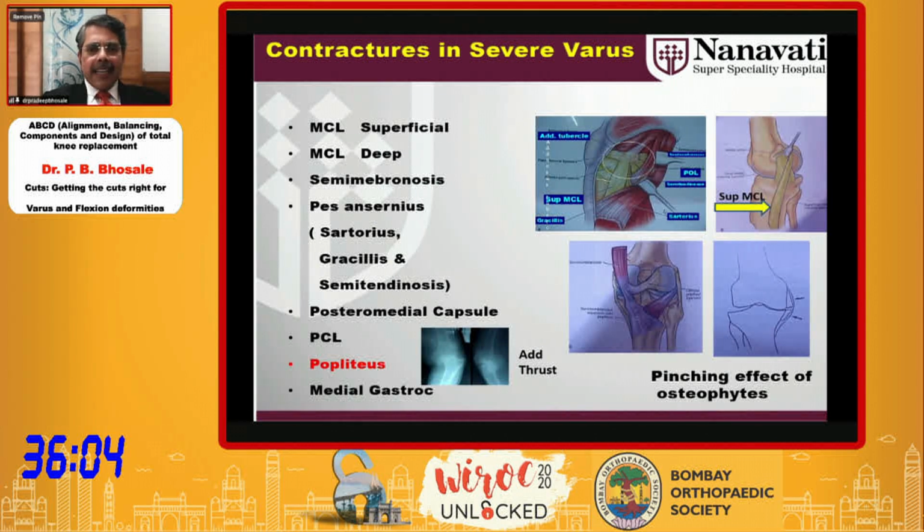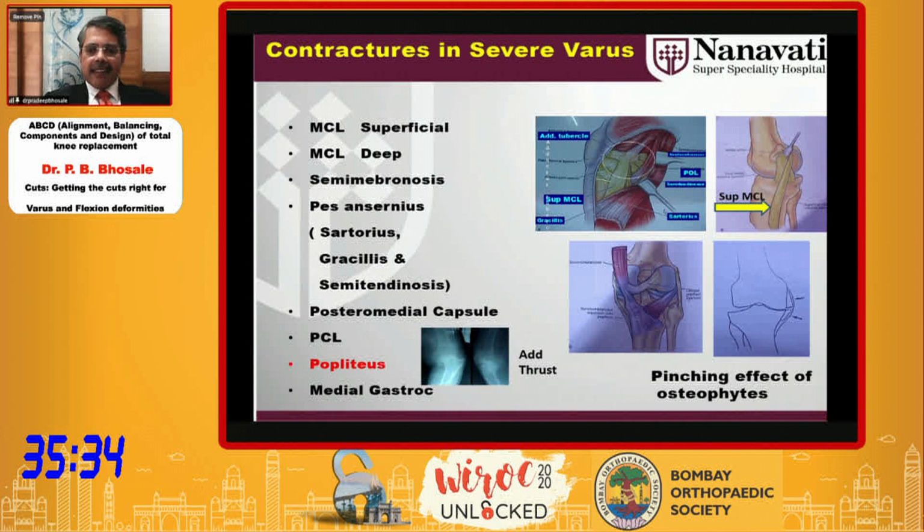One important thing, it is not only the bone or only the soft tissue. Both have a complementary effect for surgery, and you should know both things correctly. You should understand the anatomy and the tight structures in severe cases. So MCL, semimembranosus, these are the tight structures, the pes anserinus, posterior-medial capsule, PCL. And one very important one is the popliteus.